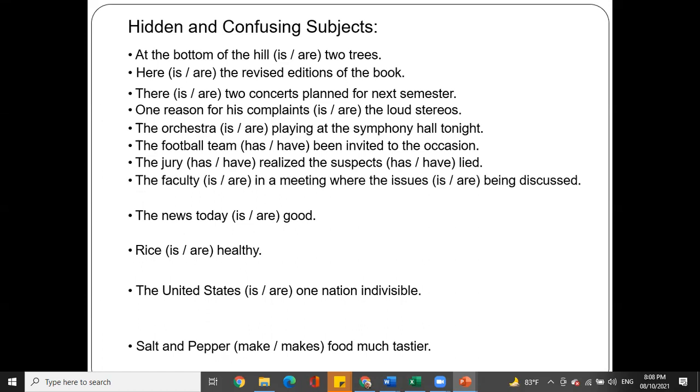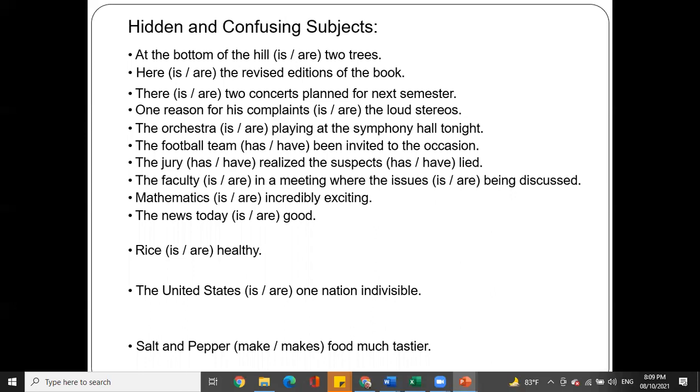The faculty is in a meeting where the issues are being discussed. The faculty is in a meeting where the issues are being discussed.